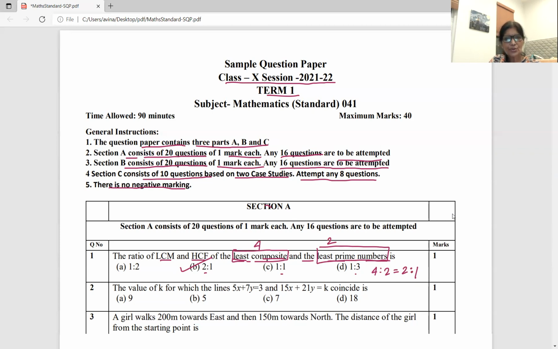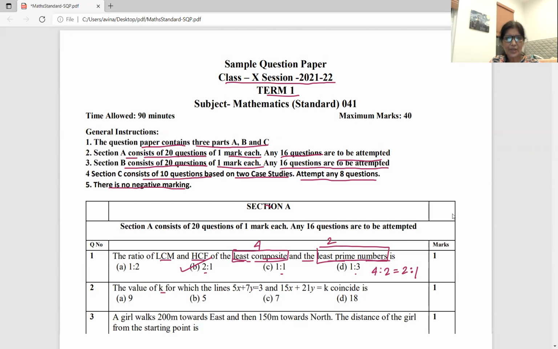Now coming to the next point. The least composite number is 4. 2 is the prime number, the smallest prime number is 2, it is not 1. 1 is neither prime nor composite.